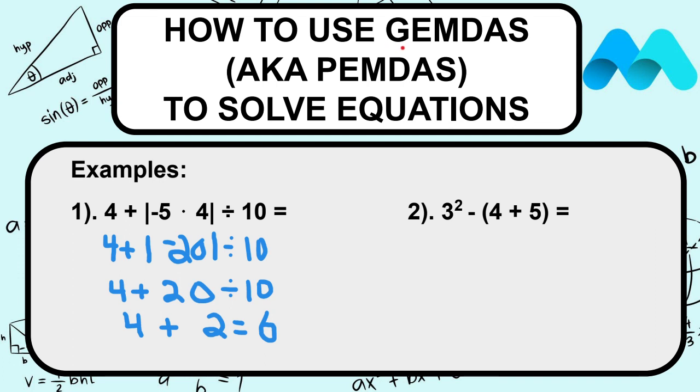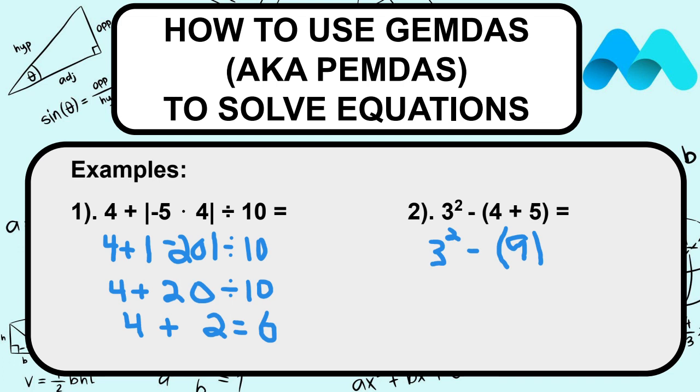Okay, so let's run through GEMDAS. Are there any grouping signs in this equation? Yes, there is. There's a parentheses and it's 4 plus 5. So let's do that. 4 plus 5 is 9. I like to bring down the parentheses just so I know that I solved it. And when I look at it now, I go, okay, I did that already. And then I bring down the rest of the equation, which is 3 squared. So I solved my grouping signs.